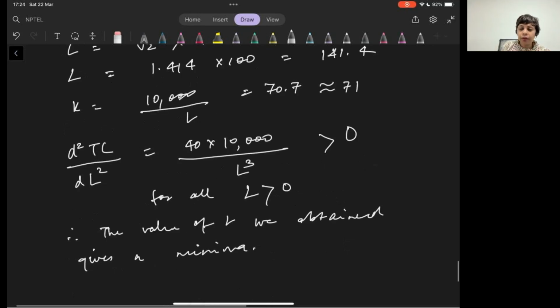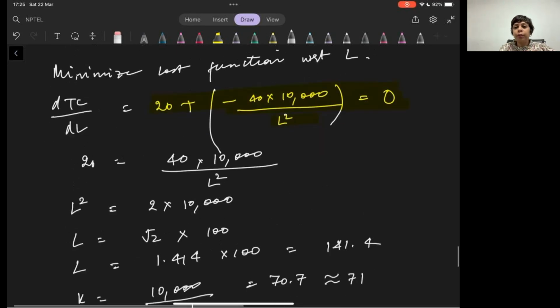So that's why what I did was I took the second order derivative, d2TC by dL2, and that comes out to be 40 into 10,000 by L cube, which is positive for all values of L which are positive. So L will obviously be positive. We cannot take L as negative. So therefore, the value of L we obtain as the answer is actually giving a minima for the cost function. You understand? We have to ensure that the value of L we're computing by setting this expression equal to 0 should be giving a minima, not a maxima, because otherwise we are maximizing cost, we're not minimizing cost.